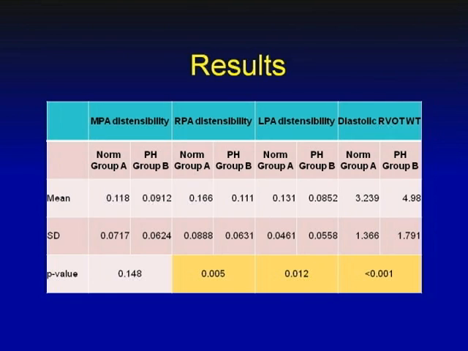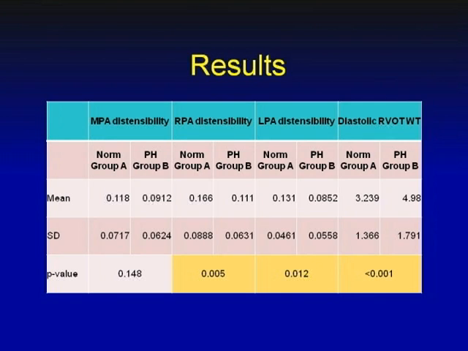The distensibility of the main pulmonary artery in group A, which is a normal group, was 11.8%. In comparison, patients who have pulmonary hypertension, it was 9.12%. The right pulmonary artery distensibility was in normal group 16.6%, whereas it was 11.1%. Similarly, the left pulmonary artery was 13.1 in normal and 8.52 in the patient with pulmonary hypertension. The most significant finding which we found was the diastolic right ventricular outflow wall thickness, which was 3.2 in the normal group and approximately 5 millimeter in the pulmonary hypertension group.